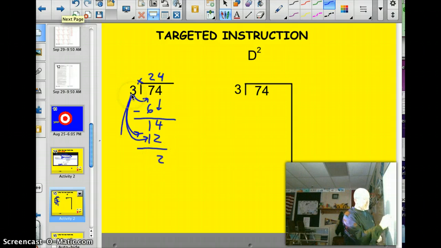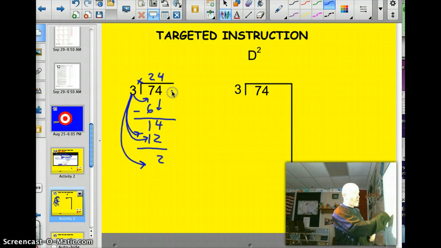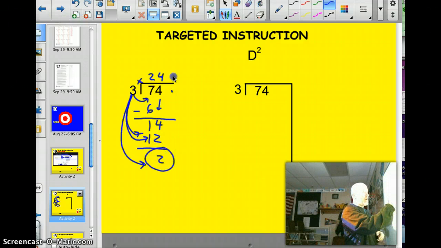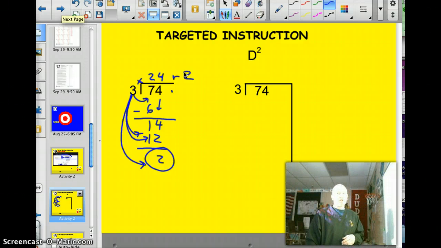I ask myself again, can 3 go into 2? No, it can't. Are there any other numbers to bring down up here? No, there's not. So this here then becomes my remainder. So it goes in there 24 with a remainder of 2.